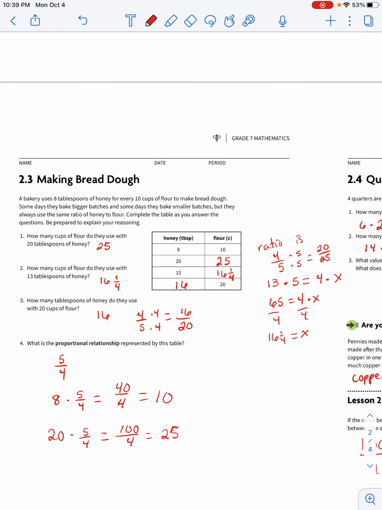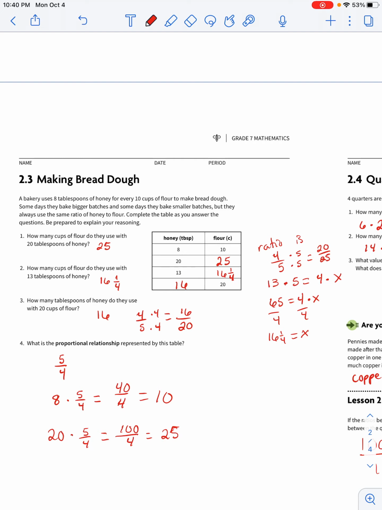Okay, next one, making bread dough. A bakery uses 8 tablespoons of honey for every 10 cups of flour to make bread dough. Some days the baker bakes bigger batches, and some days smaller batches, but they always use the same ratio. So the ratio always has to stay the same. The cross products always have to be the same, or they always have to increase by the same number.